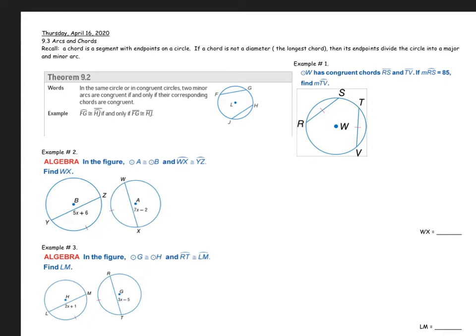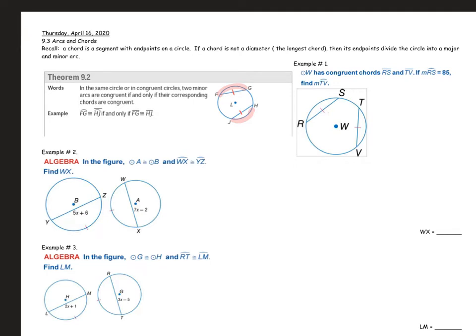So our first theorem that we're going to take a look at is theorem 9.2. It says in the same circle or in congruent circles, two minor arcs are congruent if and only if their corresponding chords are congruent. So in this picture, if I knew that segment FG is congruent to segment JH, then that means that the measure of the arcs will also be congruent. So arc FG will be congruent to arc JH.